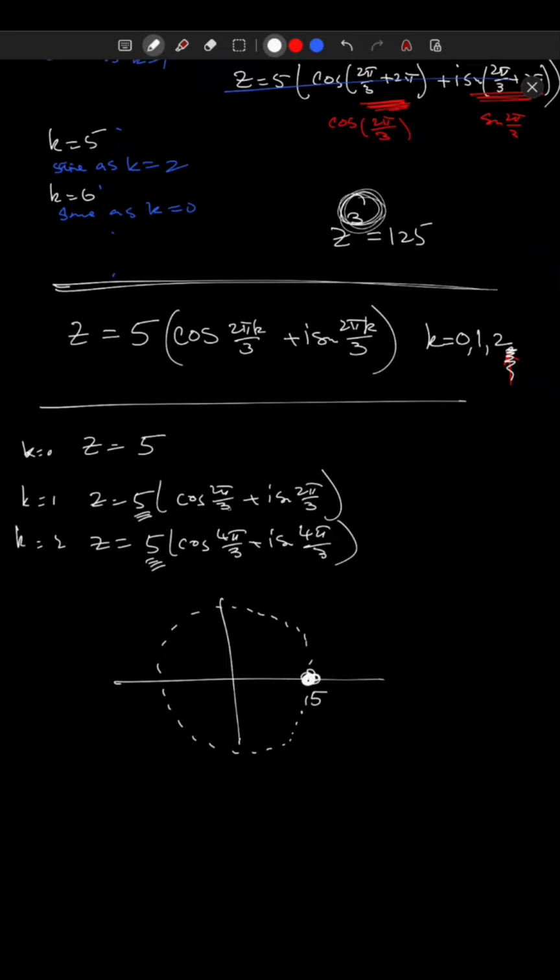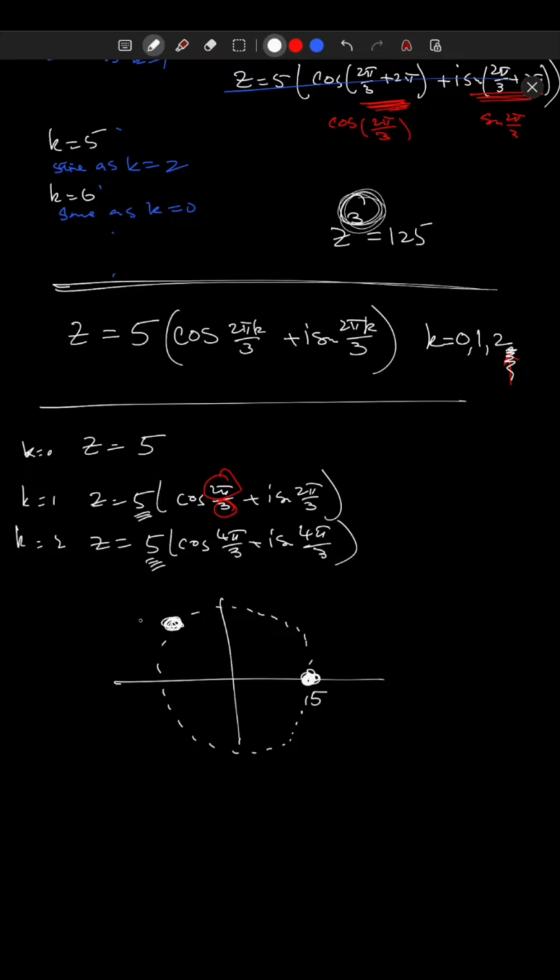Okay, what is cosine 2 pi over 3? That's 1/3 of the way around a full circle, right? Because 2 pi is a full circle. I'm dividing by 3, so that's 1/3 of the way around a full circle. If you really like degrees, that would be 360 degrees over 3, so it's 120 degrees. So no matter how you think of this, 120 degrees or 2 pi over 3, 1/3 of the way around a circle, that's going to be right there.